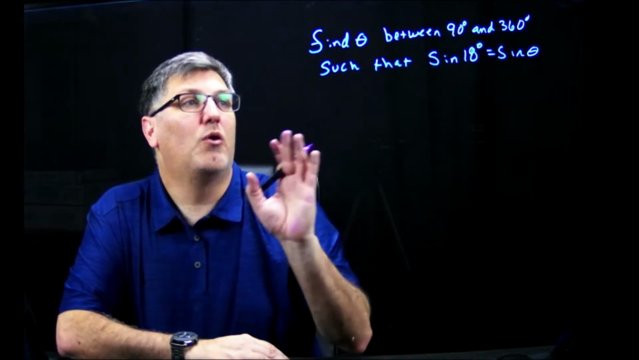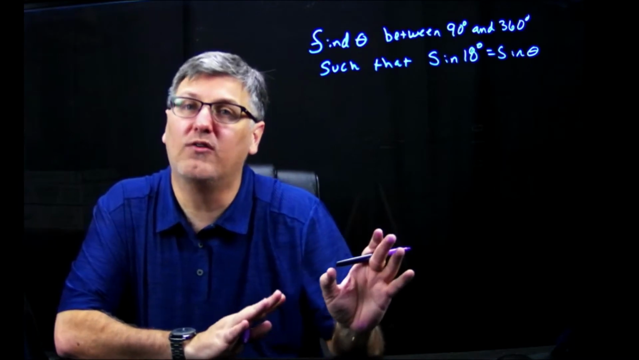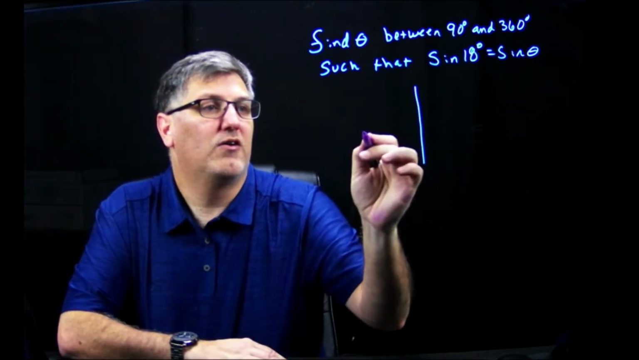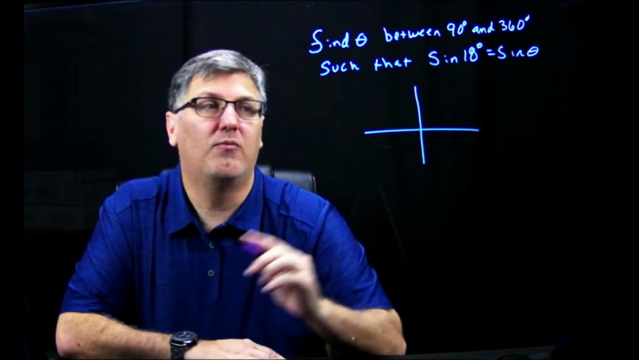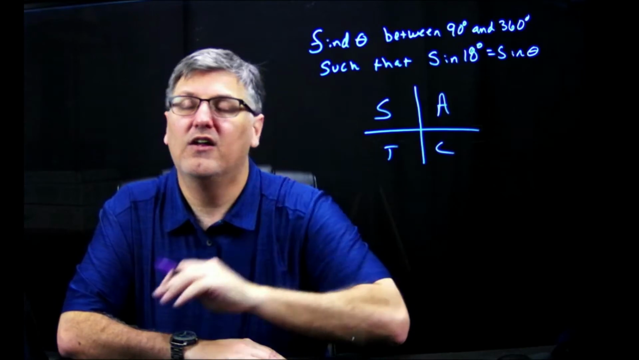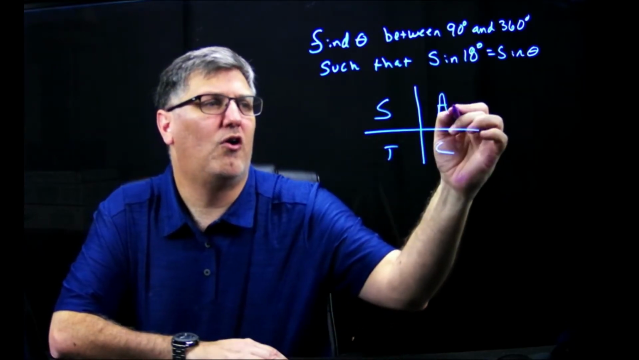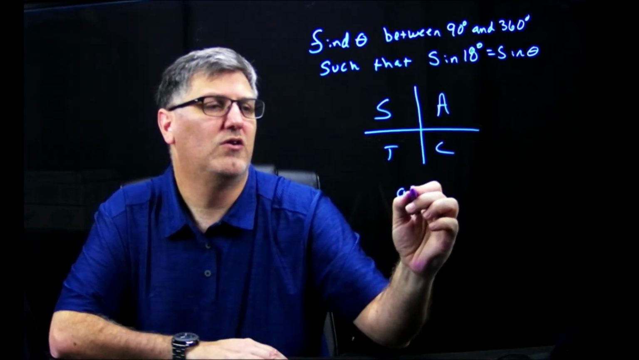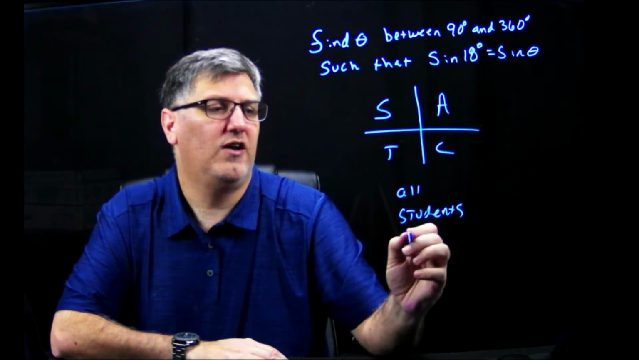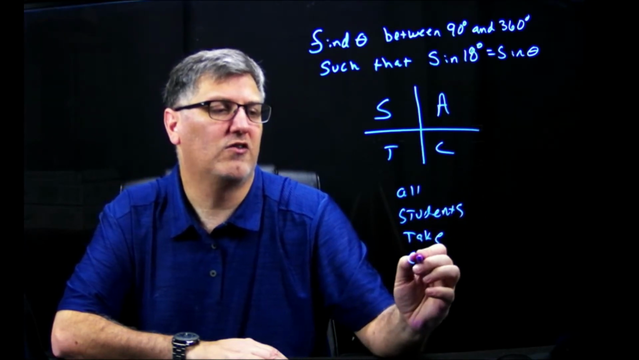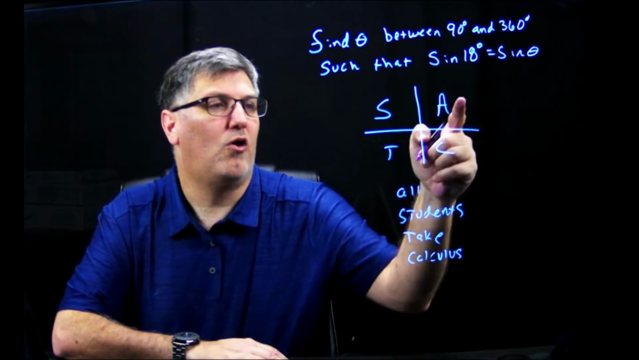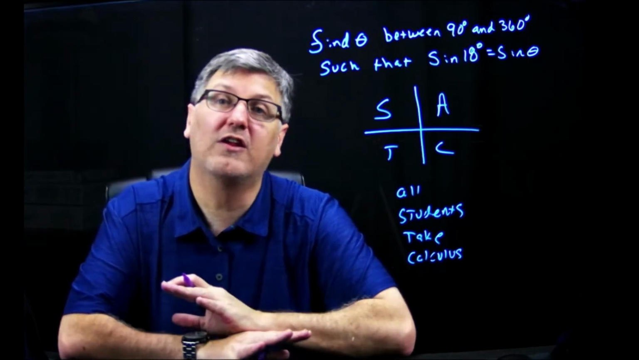All right. So what we want to do is we need to know what quadrant that's going to be in. So there's a little trick I'm going to show you now. ASTC. There's an easy way to remember this. All students take calculus. So all students take calculus. This tells me where everything's positive.